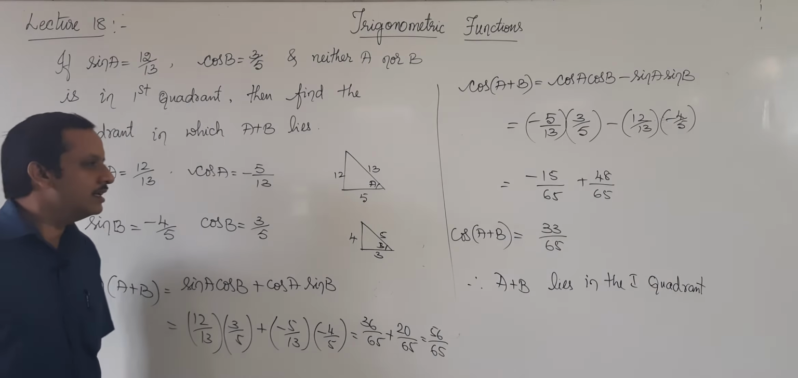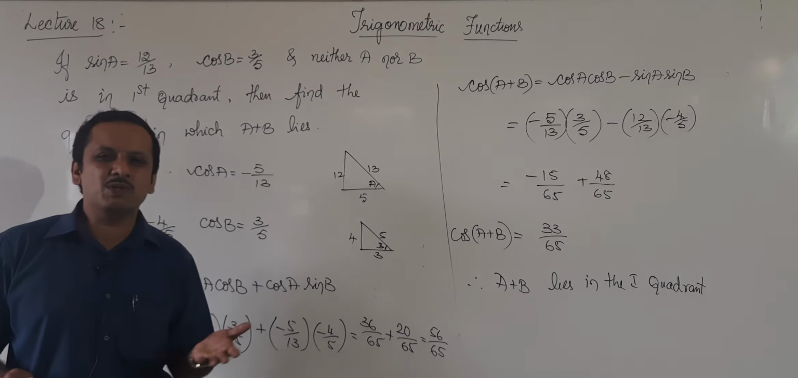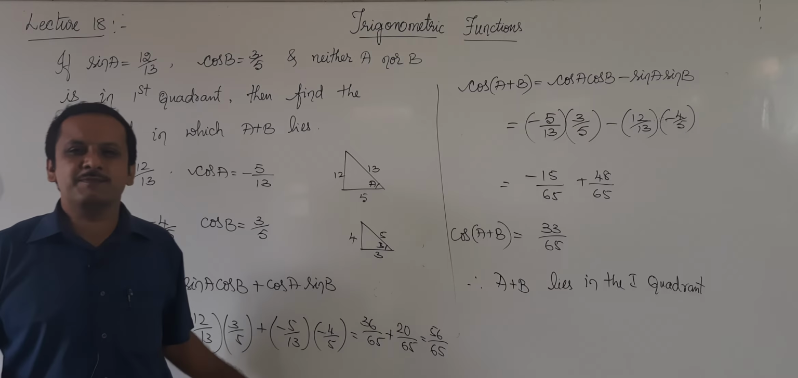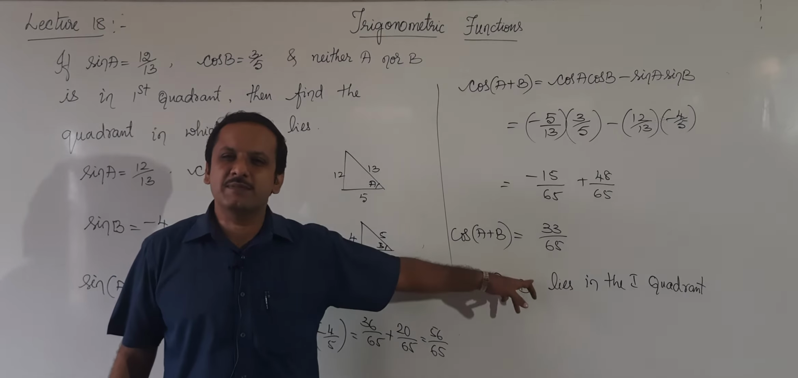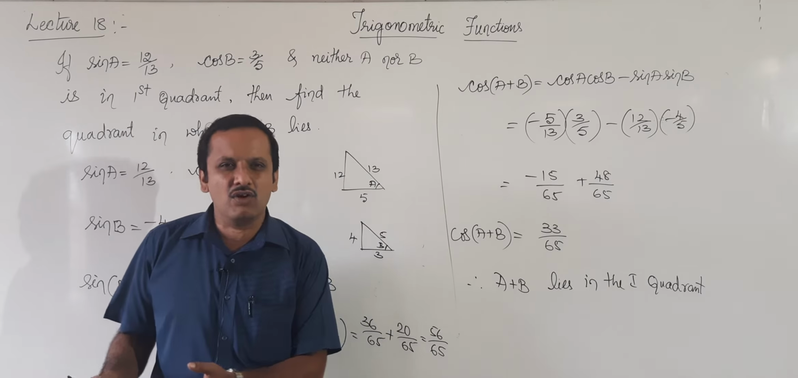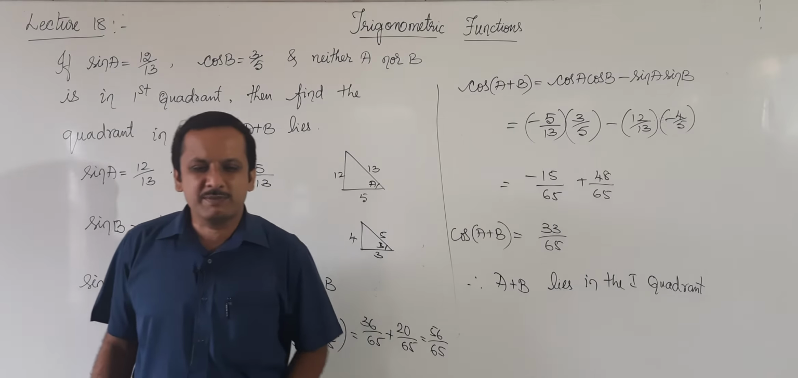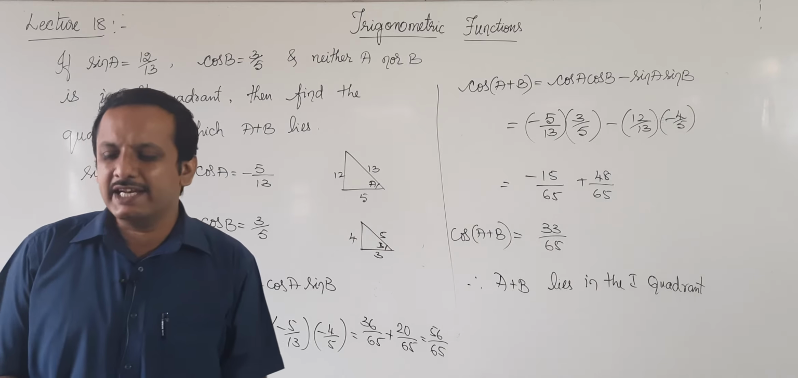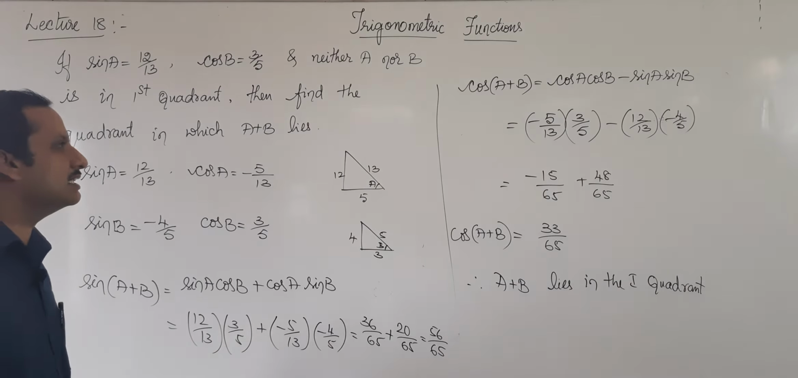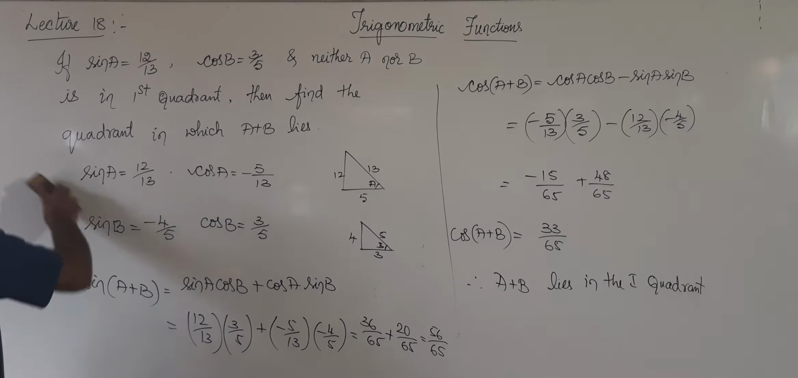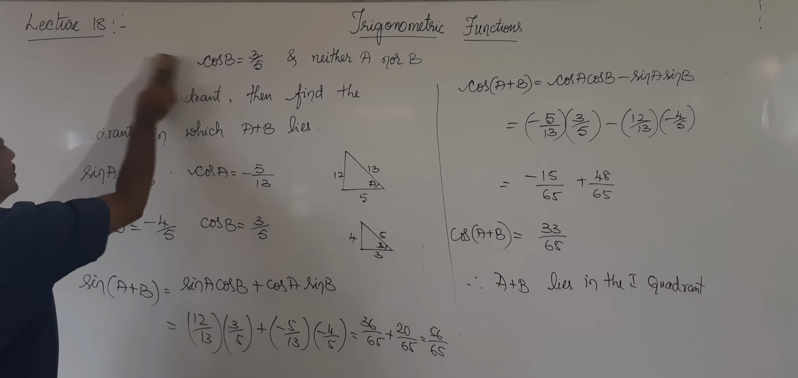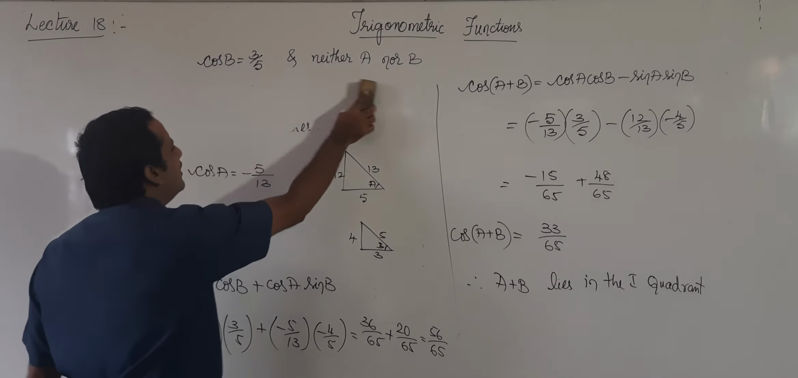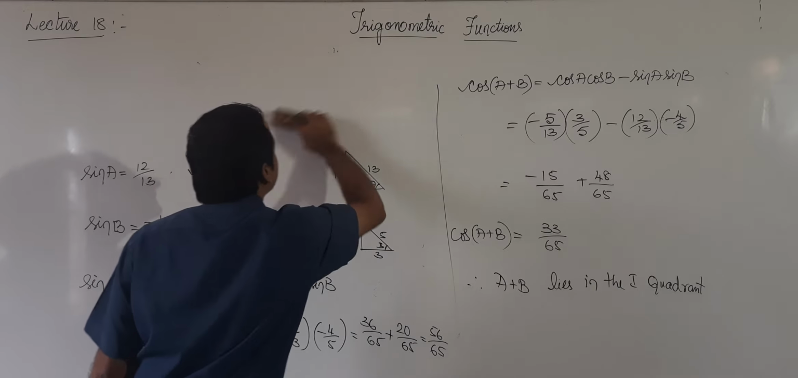Okay, did you understand? So after finding this, if both are positive, 1st quadrant. If sin A plus B is positive, but cos A plus B is negative, then A plus B is in the 2nd quadrant. If both are negative, then A plus B is in the 3rd quadrant. If sin is negative and cos is positive, then that angle is in the 4th quadrant.